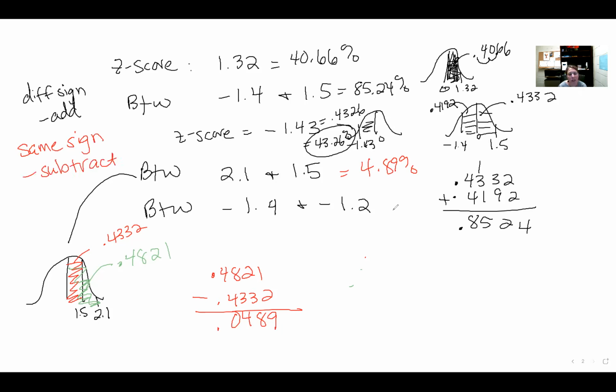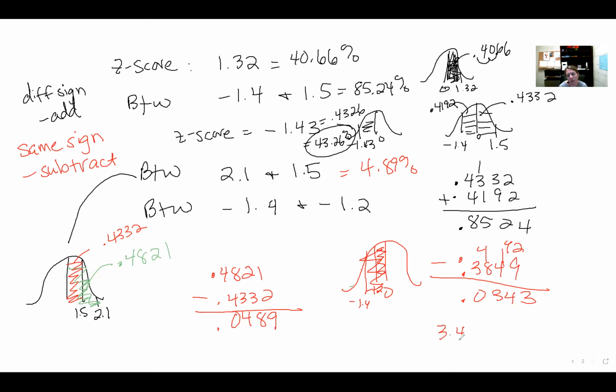All right, same sign here, so we're going to subtract these two. I'm going to draw at 0. Here's negative 1.4, negative 1.2. We're going to look up both of these. We want what's in between. 1.2 is 0.3849. And 1.4 is 0.4192. So we're going to subtract 0.4192 minus 0.3849, and we get 0.0343. So that's 3.43%.